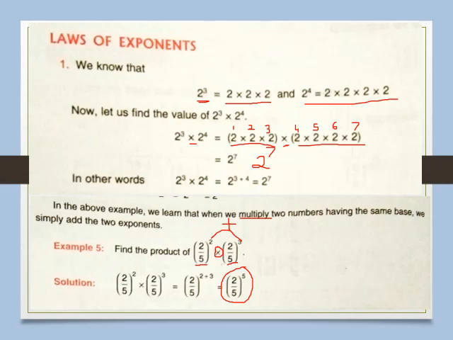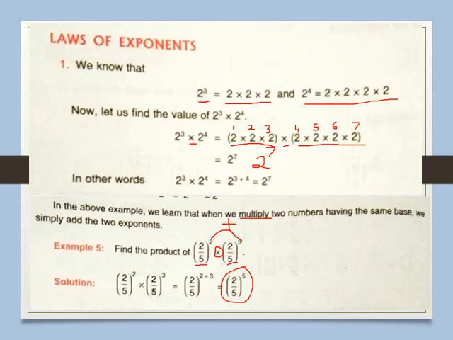In other words, we can say 2 raised to 3 into 2 raised to 4 equals 2 raised to the power 3 plus 4, which means powers we have to add. This is the first law of exponents. See here in this example, the bases are the same. What is the base? The base is 2 by 5 here and 2 by 5 here. The powers are 2 and 3.